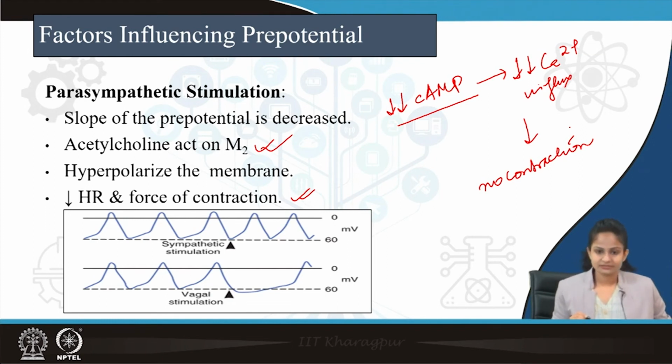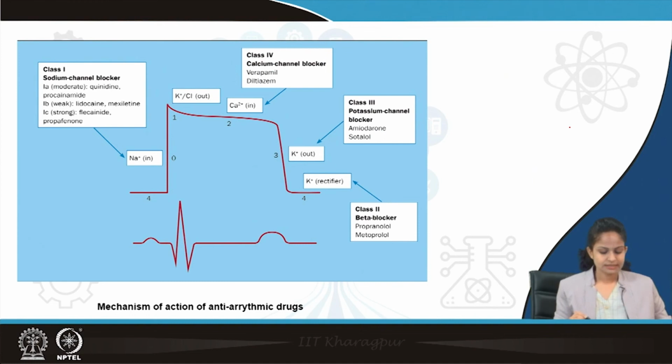So, these are the factors which influence the prepotentials. Now, with this mechanism of action, with these various phases, the mechanism of action of various antiarrhythmic drugs is very important. Antiarrhythmic drugs play a very important role in controlling abnormal heart rate and rhythms.